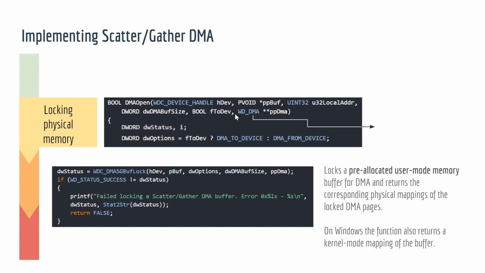This is the function. Then we have the WDC DMA scatter-gather buff lock, okay, the actual lock that locks the pre-allocated user mode memory buffer for DMA and returns the corresponding physical mapping of the DMA pages. So after it locks the memory, it returns the mapping of the locked DMA pages. And on Windows, the function also returns the kernel mode mapping of the buffer.